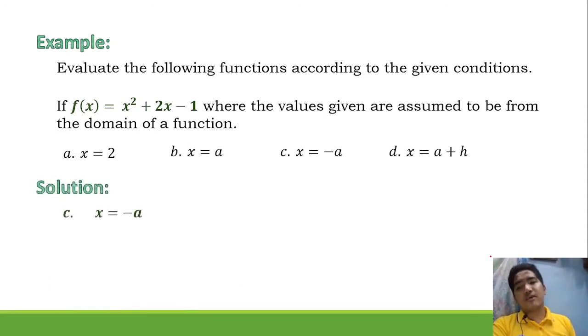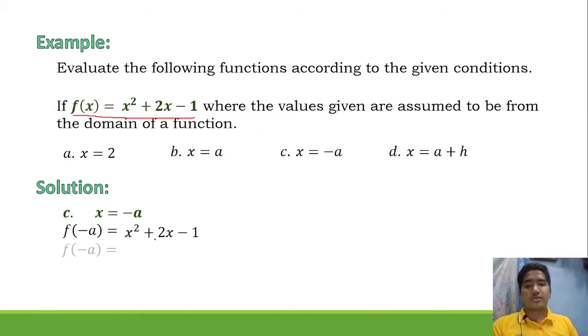Okay, we will now have x is equal to negative a. So, same process as before. We have f of negative a is equal to x squared plus 2x minus 1, again taken from the function given to us. Next, substitute the value of x, which is equal to negative a. So we have negative a squared plus 2 times negative a minus 1.